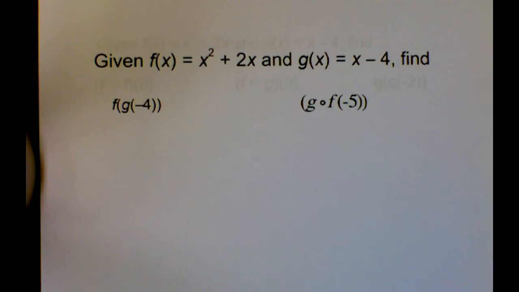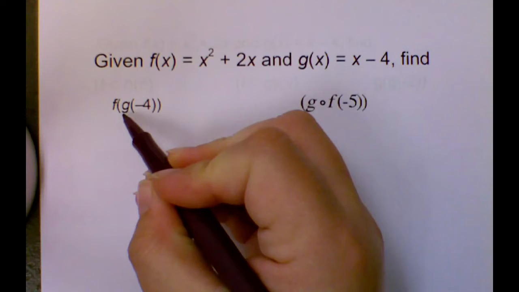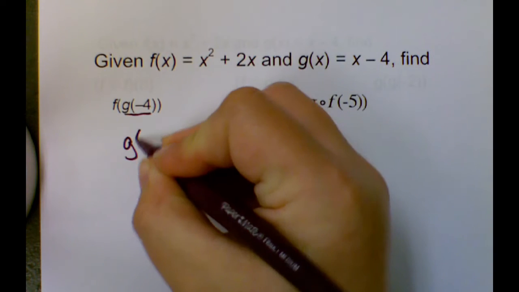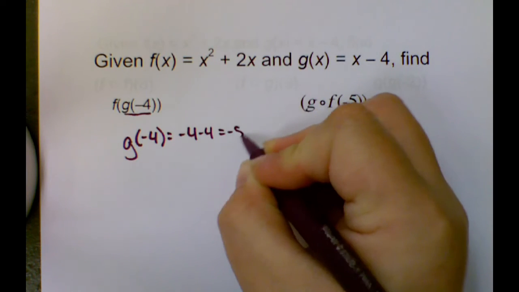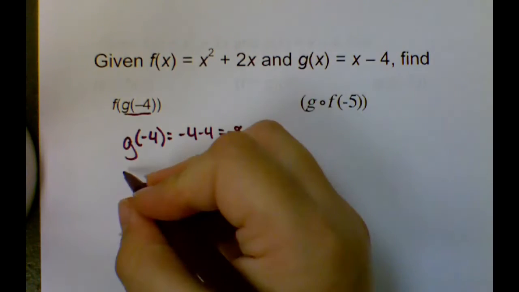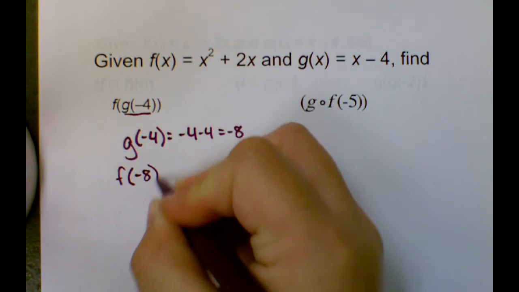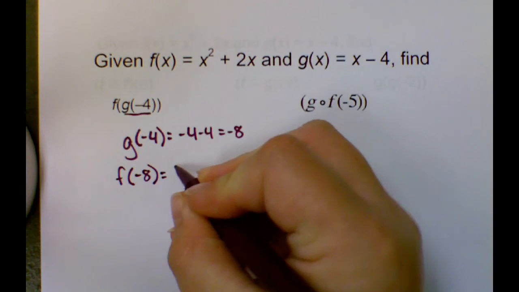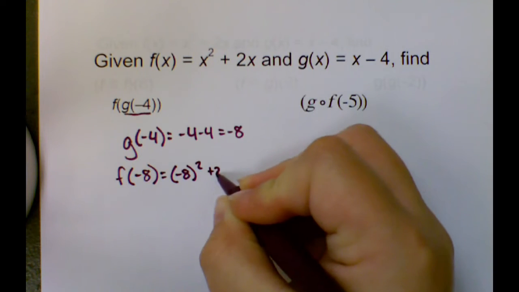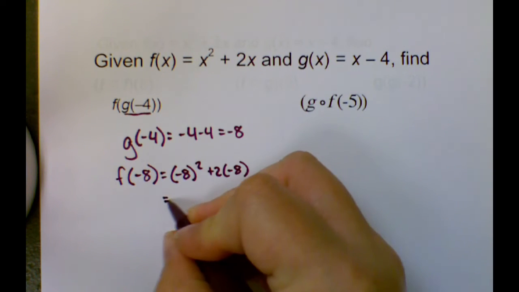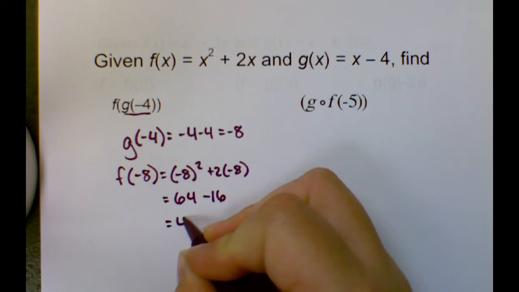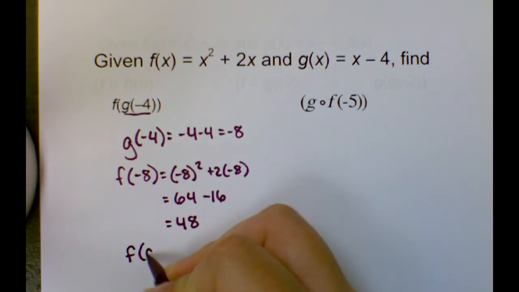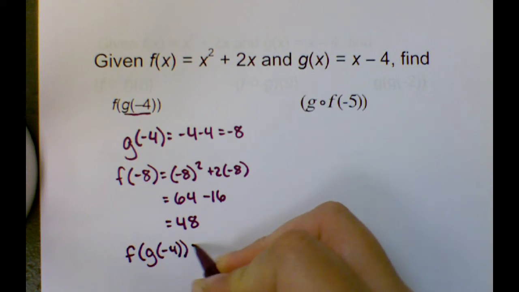So given these two functions, we're going to find f of g of negative 4. When we do these problems, we always start on the inside, so we're going to find g of negative 4. So I take negative 4 minus 4, which is negative 8. Now I'm going to find f of that number, f of negative 8, which is negative 8 squared plus 2 times negative 8, which is 64 minus 16, which is 48. So that means f of g of negative 4 equals 48.